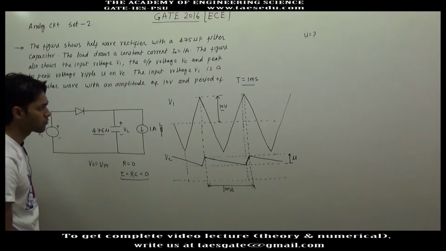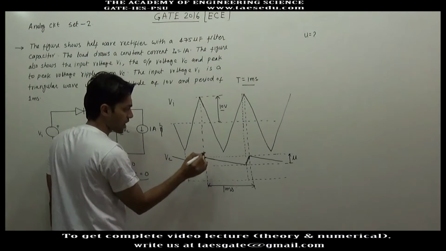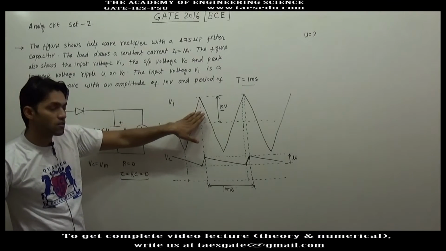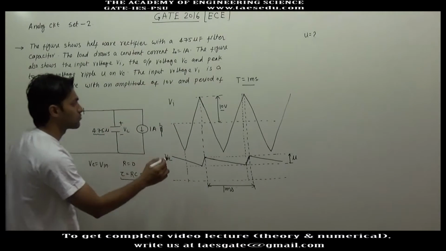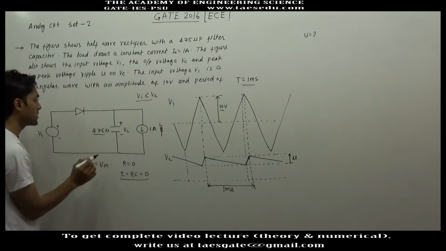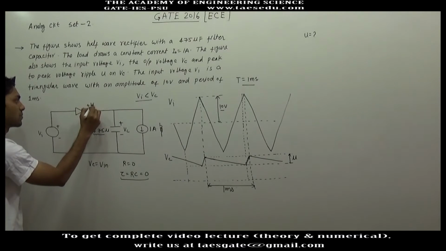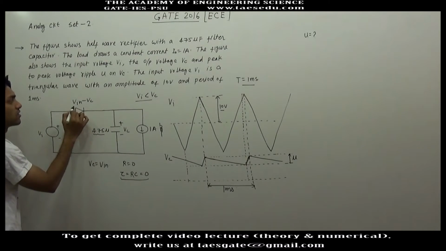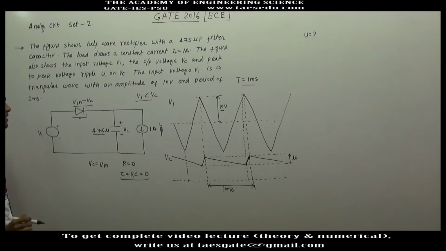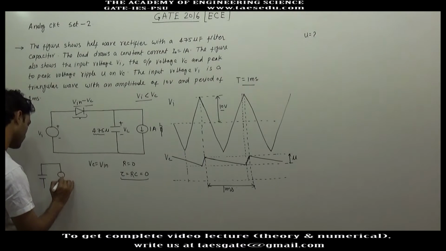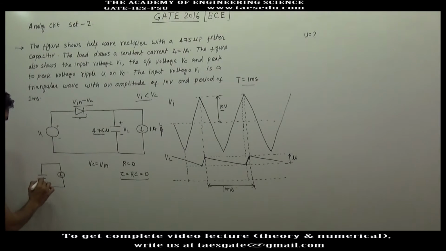Okay, so what will happen after this point? The rate of decrease of capacitor voltage is not high, but the rate of decrease of input voltage is very high. So after this point, input voltage will be less than capacitor voltage, and whenever input voltage is less than capacitor voltage, the voltage across diode is input voltage minus capacitor voltage. So the diode will be reverse biased, this will be open circuited. So the circuit will be this: a current source with an initially charged capacitor.